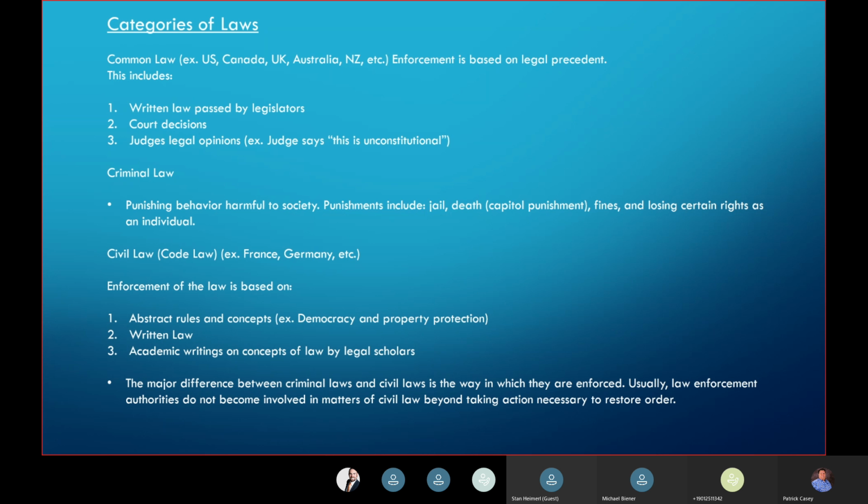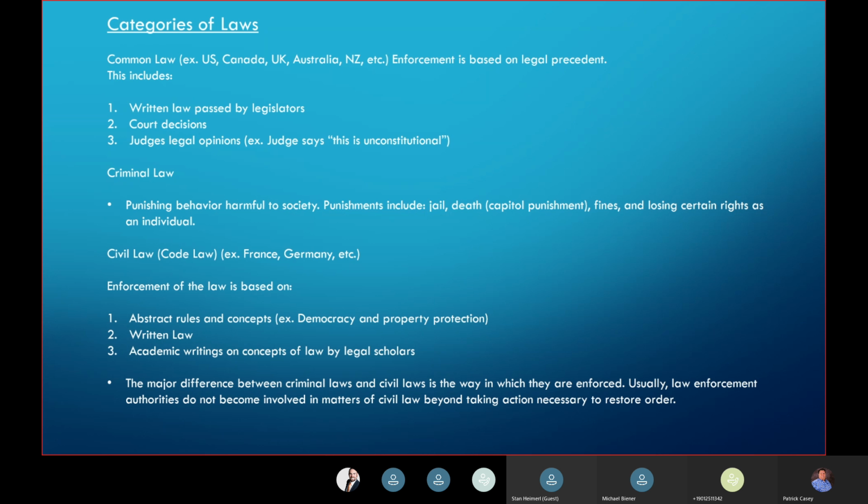Criminal law: punishing behavior harmful to society, includes jail time, death, capital punishment, fines, losing certain rights as an individual. Civil law, or code law, is based in France, Germany, and some of the other European countries. This is enforcement of the law based on abstract rules and concepts. Examples are democracy and property protection. There's written law, of course, and academic writings on concepts of law by legal scholars.